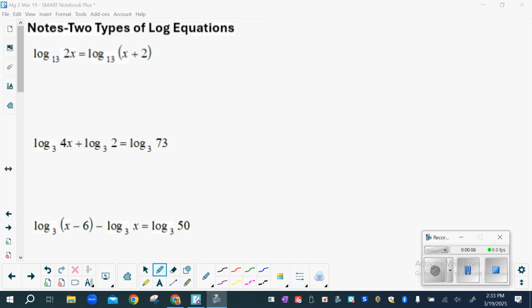Okay, so we are solving two types of log equations. My first equation, you haven't seen one like that before. Log base 13 of 2x equals log base 13 of x plus 2. Anybody have an idea what we might do there?